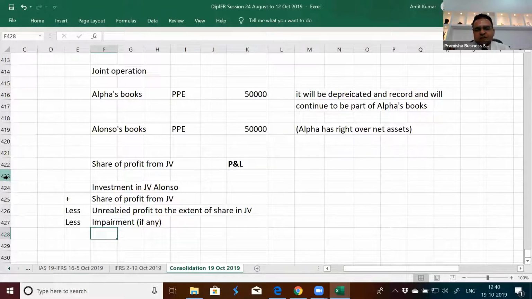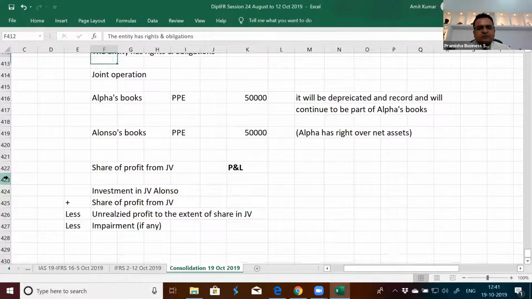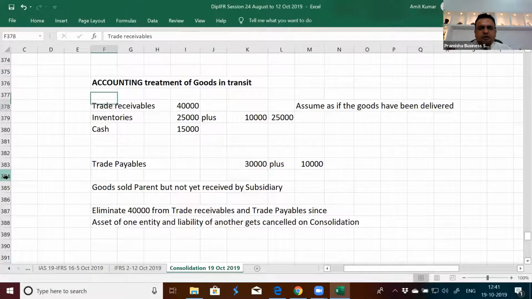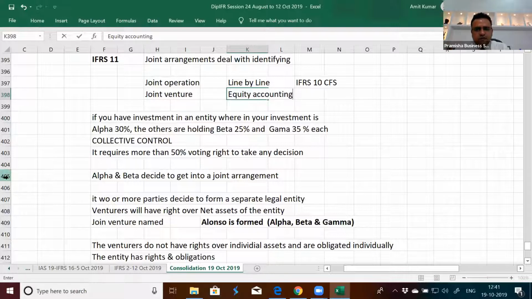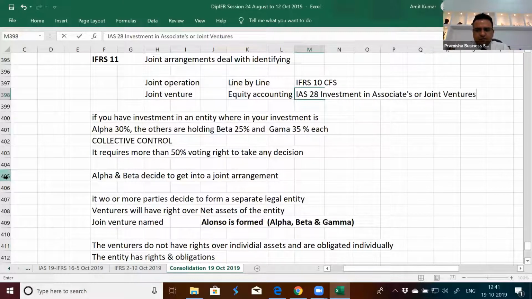Now if it is a joint operation, IFRS 10 Consolidated Financial Statements becomes applicable. If it is a joint venture, IAS 28 Investment in Associates and Joint Ventures becomes applicable. IFRS 11 is simply for identifying whether a joint arrangement exists or not, and if a joint arrangement exists, whether it is a joint operation or a joint venture. If it is a joint operation, line by line, the standard applicable is IFRS 10 Consolidated Financial Statements. If it is a joint venture, then equity accounting, the standard applicable is IAS 28 Investment in Associates or Joint Ventures. Hope this is clear.